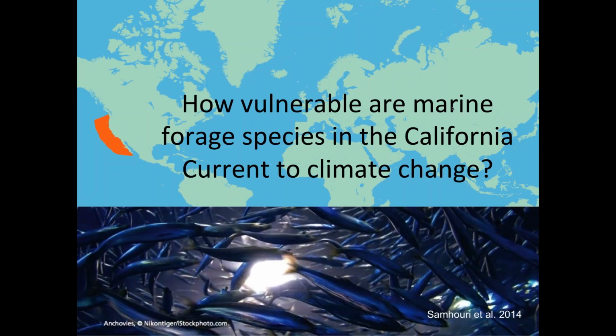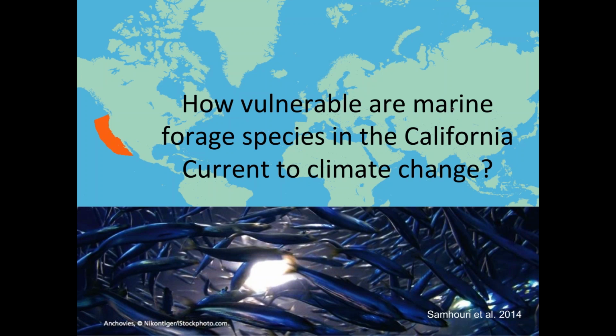So for this analysis, we focused on marine forage species in the California Current because they're both important for supporting food webs along the West Coast as well as many fisheries. Globally, they support the largest fisheries in the world. However, we're not aware of any other efforts to bring together climate forecasts along with exposure and sensitivity estimates for multiple species in this particular geographic domain.